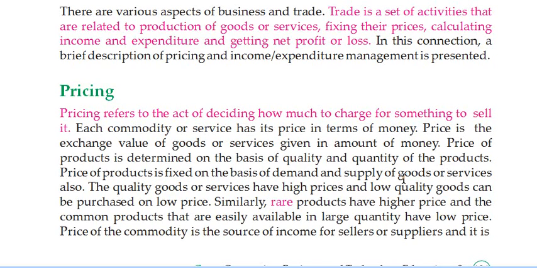On the basis of the demand and how much of the quantity of the products is to be supplied. So the quality goods or services have high prices and low quality goods can be purchased at a low price. Similarly, rare products have a higher price and the common products are easily available in a large quantity and have a low price. So here we can identify that.